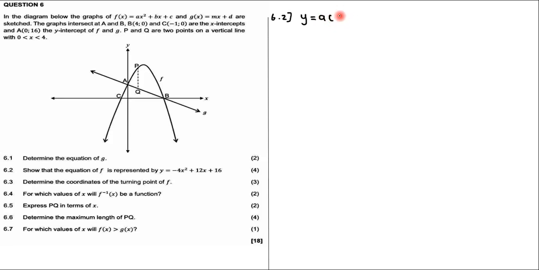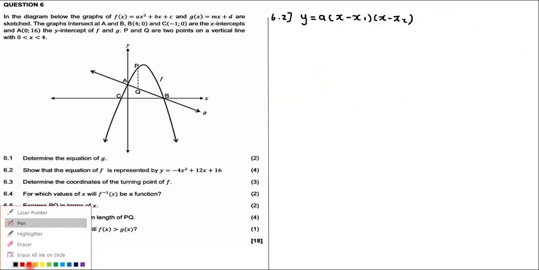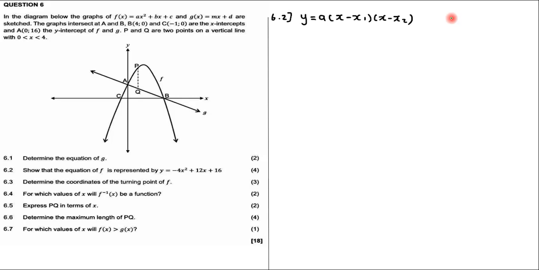The intercept form is y equals a into x minus x1 and x minus x2, right? We use this formula to find the equation of a parabola if you're given x-intercepts. In this case, we are given x-intercepts. If you remember our x-intercepts, I'll write them there. It was b, which is (4, 0), and then c, which was (-1, 0), right? On these points, the first one at the top can act as x1, and the second one here can act as x2, right?